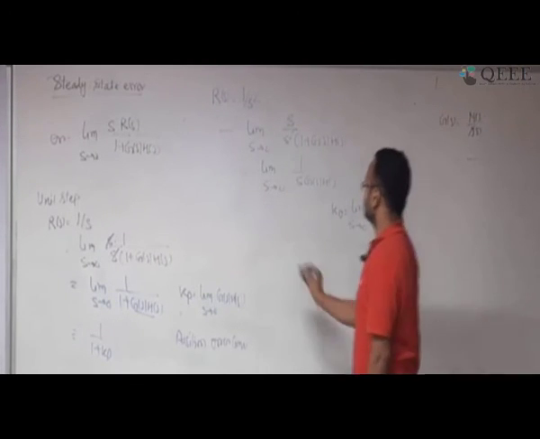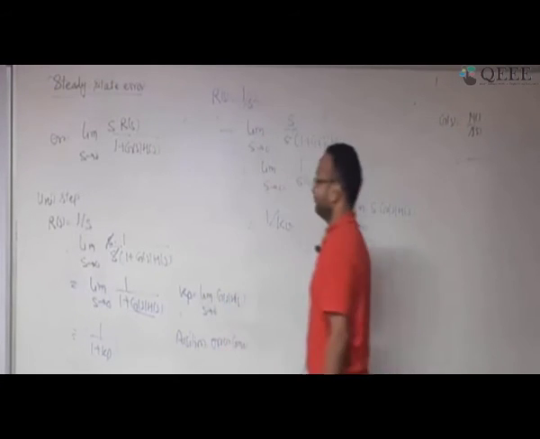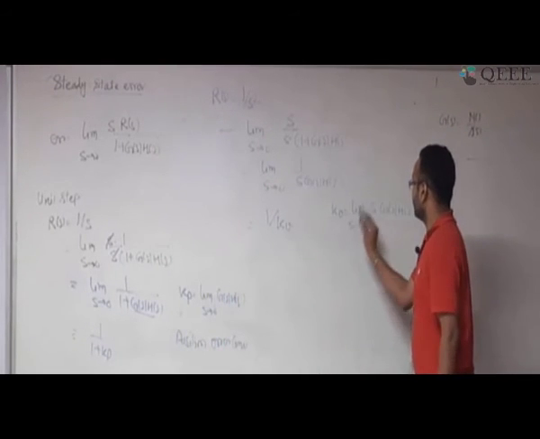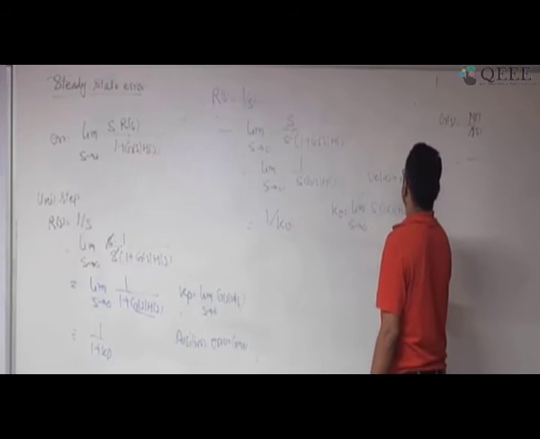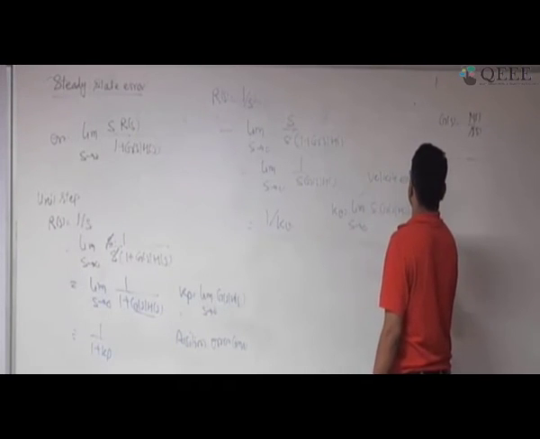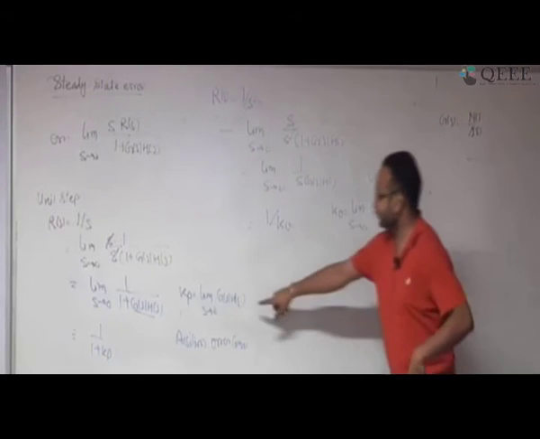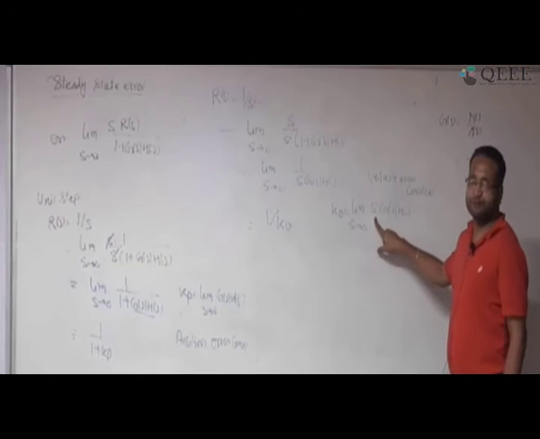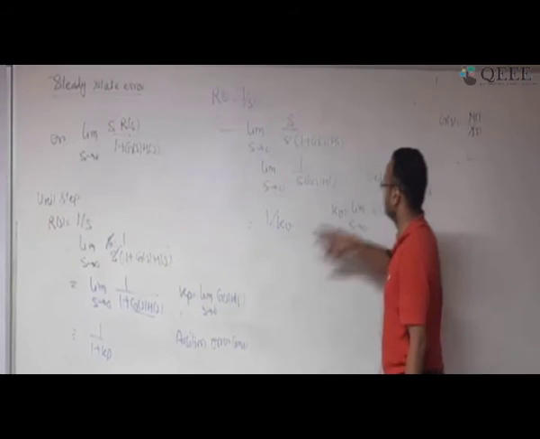So this error is going to be 1 divided by Kv, and Kv is known as the velocity error constant. You can look at it: if it is a position, putting in s is equivalent to giving a derivative. That is why from the position it has become a velocity.